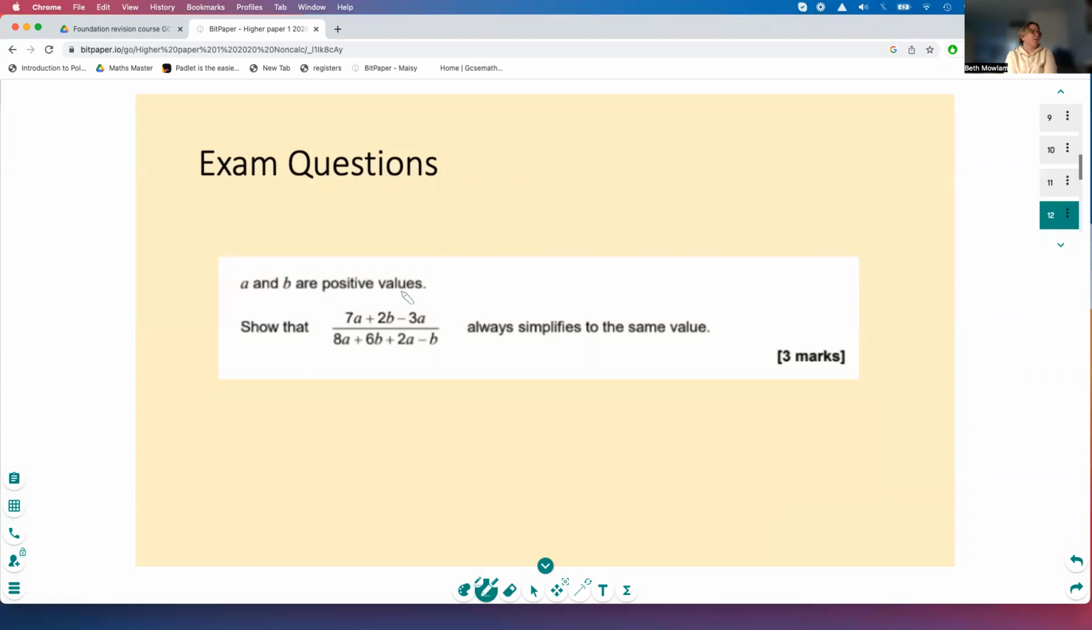So a and b are positive values. Show that 7a plus 2b minus 3a over 8a plus 6b plus 2a minus b always simplifies to the same value. So even if you're not entirely sure, it says, first of all, it always simplifies. So think about what can you do, can you simplify? So let's simplify the top first of all by collecting our like terms. So we have 7a and 3a. 7a minus 3a is 4a.